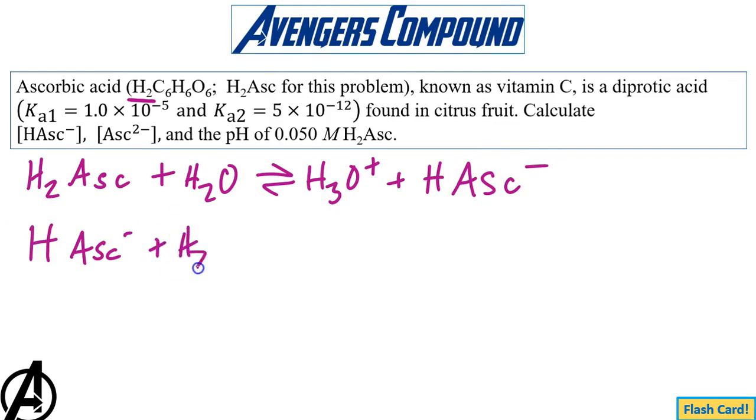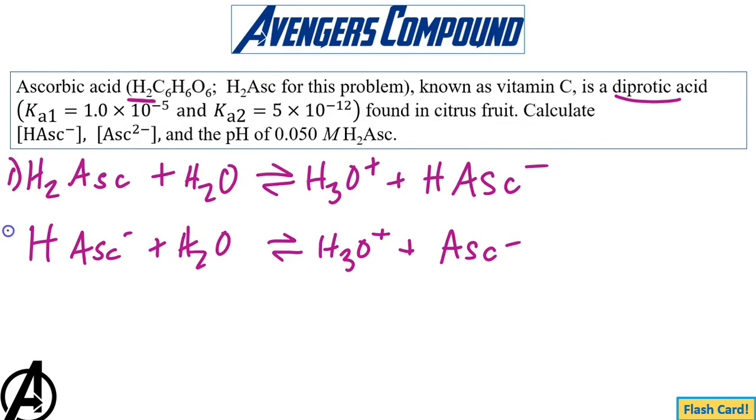Then we're going to take our HASC minus. We're going to then mix that with water and get rid of our next proton, just so we can show where all these Ka values are. Remember, we're in polyprotic land now, so we have to make sure we have all of our steps. We're still going to have H3O plus here, and now we're going to simply have ASC minus. Let's go ahead and continue to read. They told us it was diprotic. That's the reason why it's easy for me to have these two steps here. And then they gave us the Ka values.